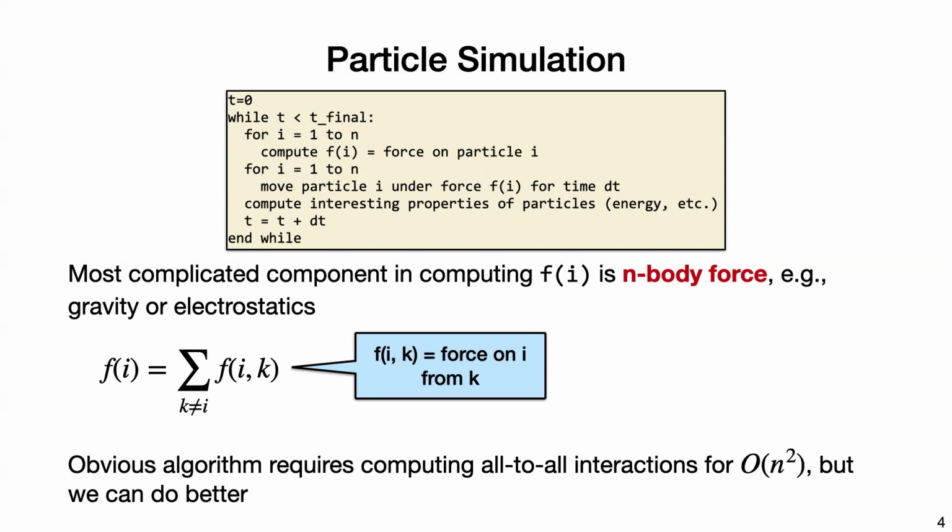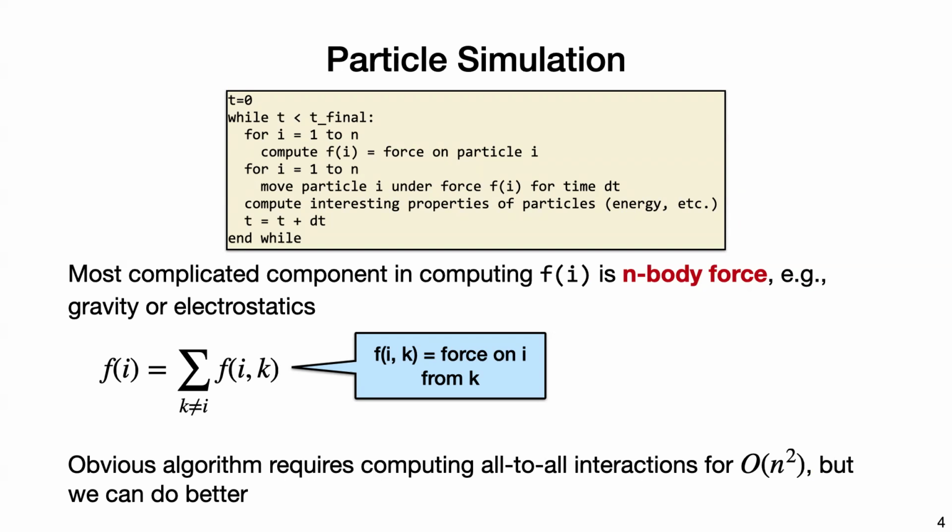So you compute some force on it, and maybe you want to compute some interaction, like movement due to gravity. And then, in addition, you may compute some other properties. The time moves forward by dt, and that's the end of the while loop. So that's a very high-level view of the simulation that needs to happen.